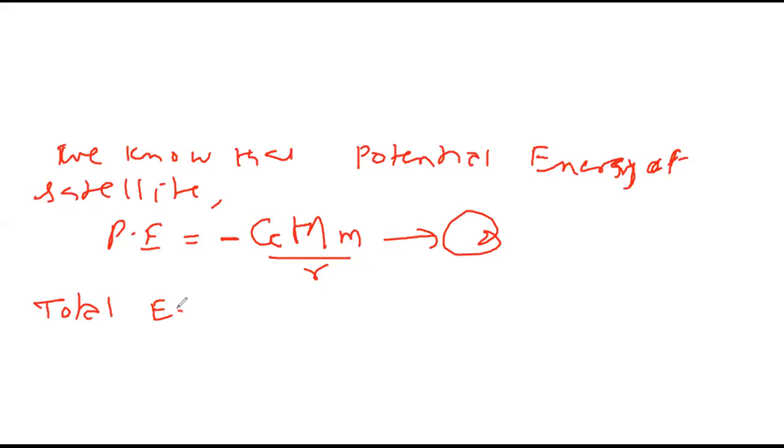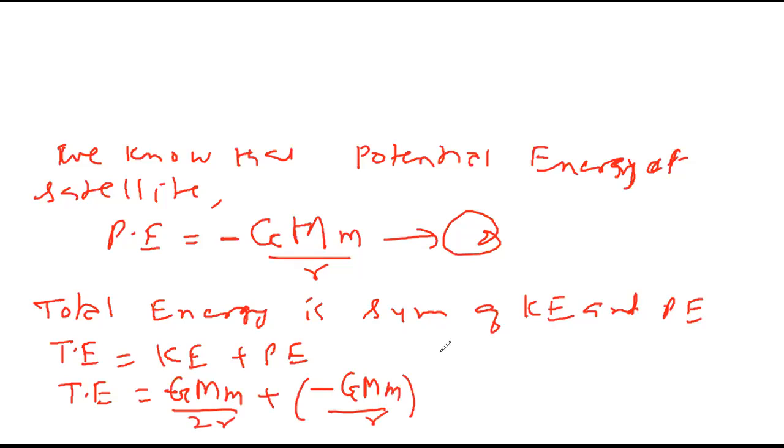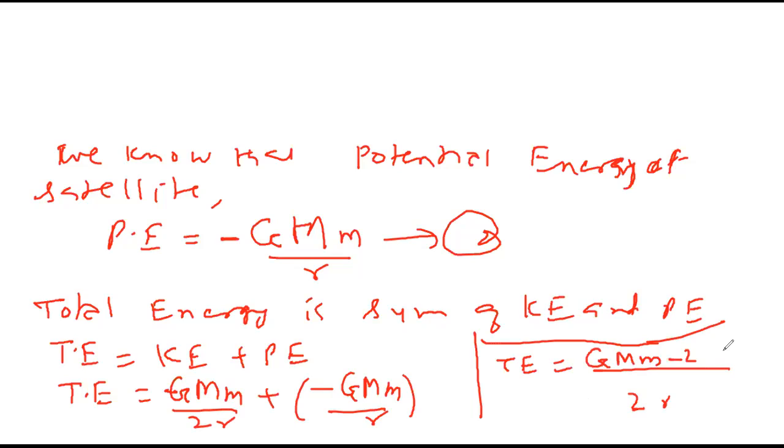So what is total energy? It is the sum of kinetic energy and potential energy. So we can say T.E. is K.E. plus P.E. Therefore total energy, T.E. equals to GMm upon 2R plus minus GMm upon R. What will be the LCM? LCM will be 2R. So the first term is GMm, this will be minus of 2 times GMm. So total energy will be minus GMm upon 2R. Agreed this much?